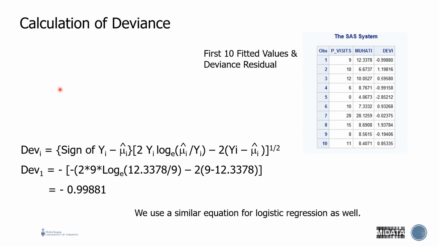Let's calculate the deviance. Now, here's just a hand calculation as an example. Not asking you to do that in any way. As you can see here, there's an example of 10 that SAS did for you. If you wish to calculate the first observation, it's right here, and it just shows you that we get the same answer. And this is a similar equation to what we use in logistic regression as well.